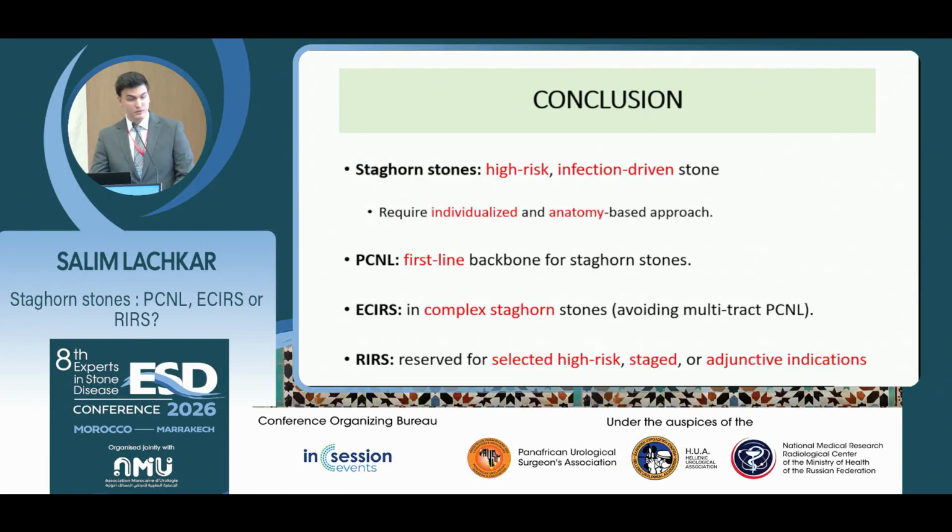So to conclude, staghorn stones are a high-risk infectious disease that requires two things: individualization, but also an anatomy-driven strategy. We stick to the guidelines: percutaneous technique as first line, ECIRS in complex staghorn, and ureteroscopy as monotherapy only in selected high-risk patients. It will be staged, or also for salvage after percutaneous.